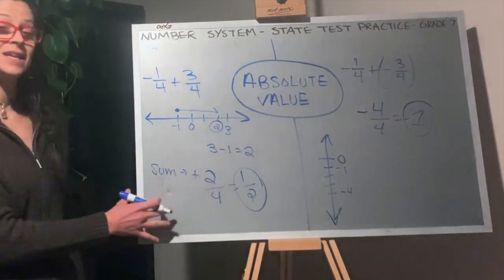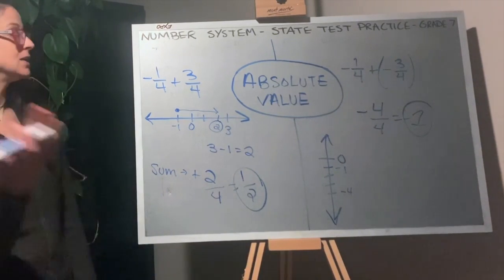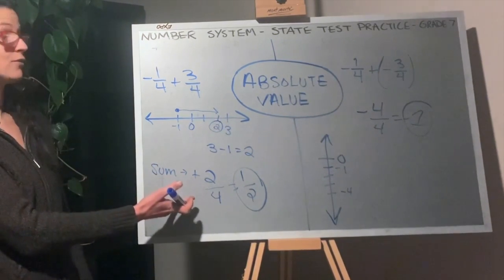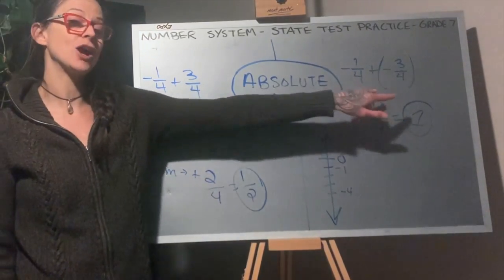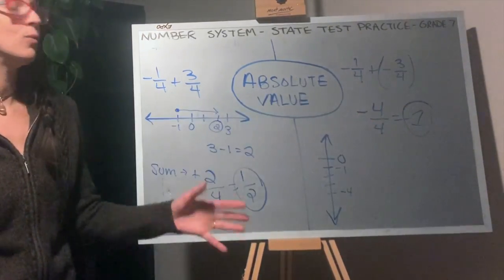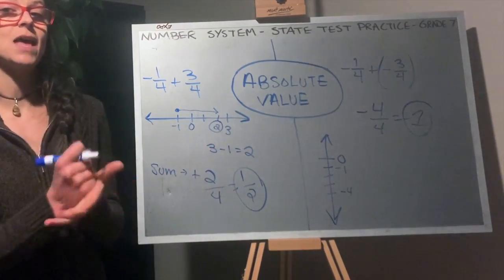In this case, we need absolute value to figure out, is our sum going to be positive or negative, because our addends have different signs. In this case, our addends have the same sign, so we know that the sum is going to keep that same sign.